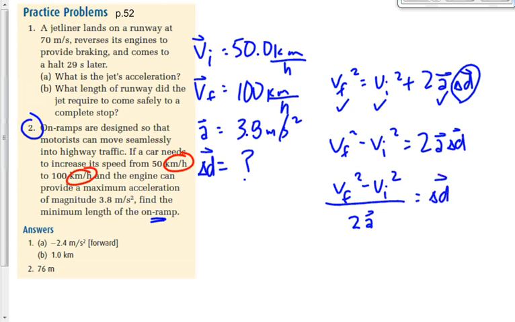Now, I've got a problem before I actually plug numbers in here. I've got to convert 50 and 100 kilometers per hour to meters per second. 50 kilometers per hour would be 50,000 meters over 3,600 seconds. And 100 kilometers per hour would be 100,000 meters divided by 3,600 seconds. This works out to be 27.7778. This one works out to be, what is that, 13.9, 13.85, 13.86, something like that? What does that work out to be? 13.8 repeating?